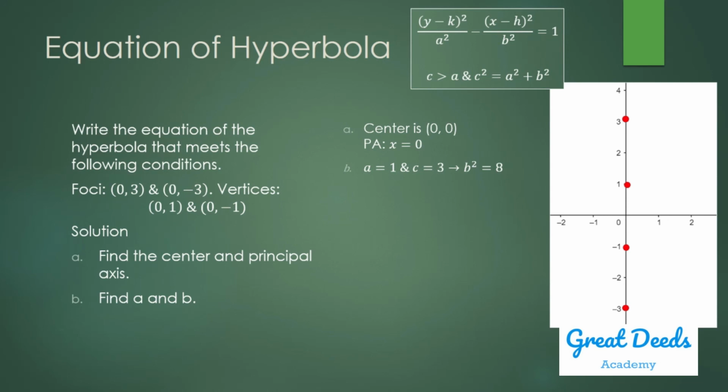We already have the inputs for our equation. We have the center, we have a squared and b squared, and so this is the equation of this hyperbola.